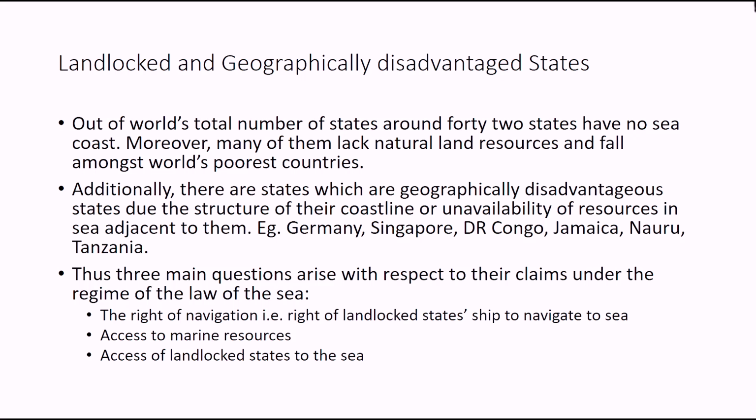Then we have landlocked and geographically disadvantaged states. Friends, out of the world's total number of states, around 42 states have no sea coast. Moreover, many of them lack natural land resources and fall amongst the world's poorest countries.